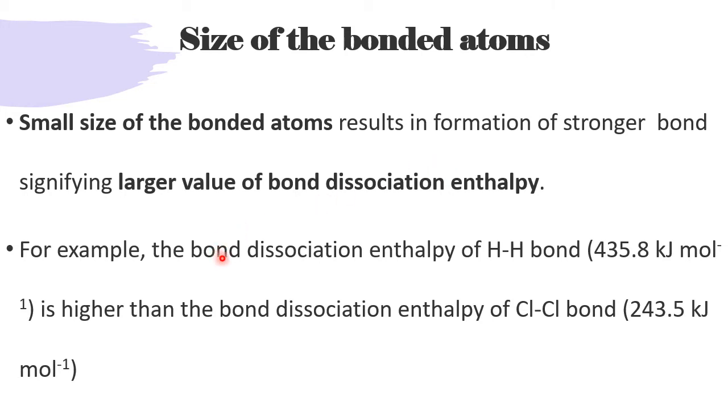For example, bond dissociation enthalpy of the H-H bond is 435.8 kilojoules per mole, whereas in the case of chlorine, bigger size, it is 243.5. This clearly tells that smaller the size of the bonded atoms, stronger is the bond. The closer they are, the more energy is required to break.